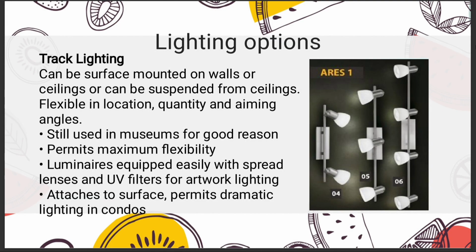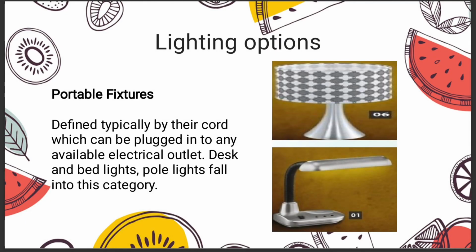And then, track lighting. Track lighting can be surface mounted on walls or ceilings or can be suspended from ceilings. It is flexible in location, quantity, and aiming angles. This is used in museums for good reason, and it is also nice for lighting in condos. Portable fixtures are defined typically by their cord, which can be plugged into any available electrical outlet.